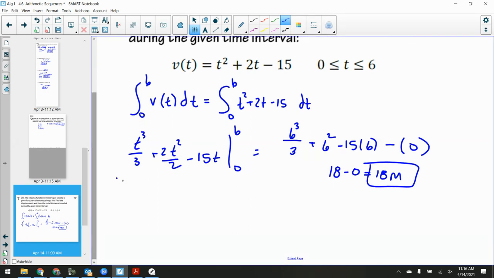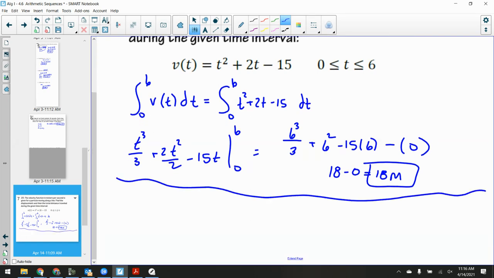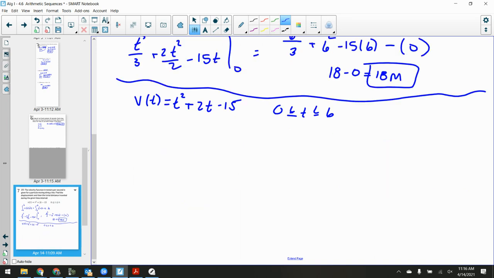So my velocity equation is v of t equals t squared plus 2t minus 15, and I'm going from 0 to 6. I want to know when it's moving backward, because when it's moving backward, I want to take the opposite of that, the negative of that piece, to figure out the total positive distance traveled. So I've got to figure out where the zeros are. t squared plus 2t minus 15 equals 0.